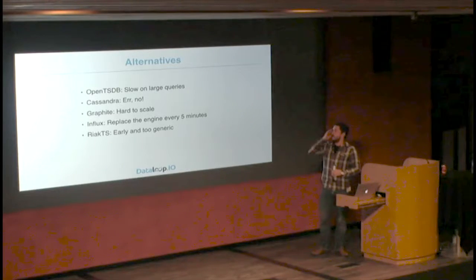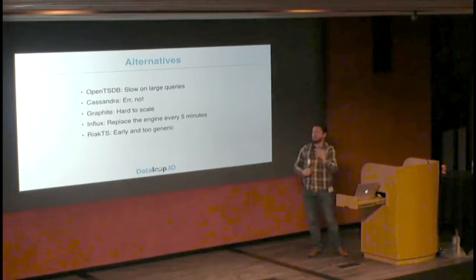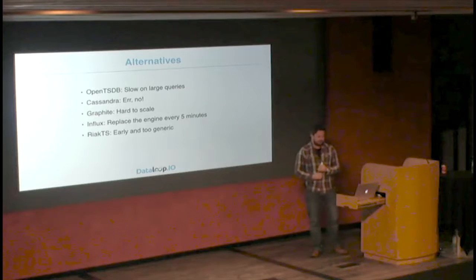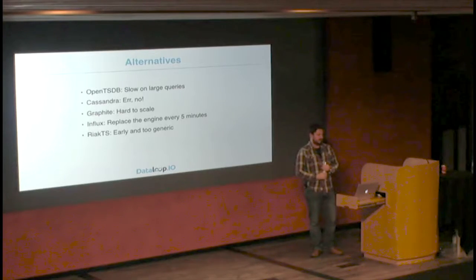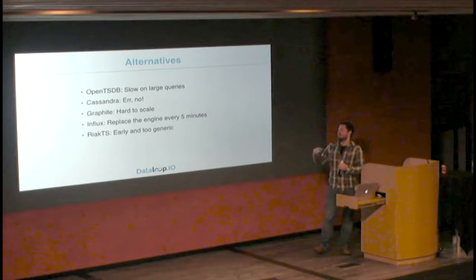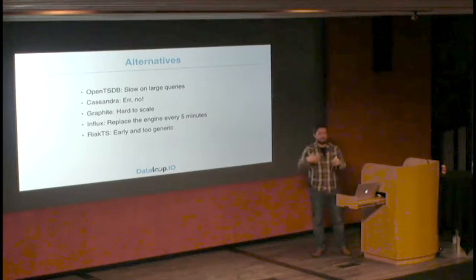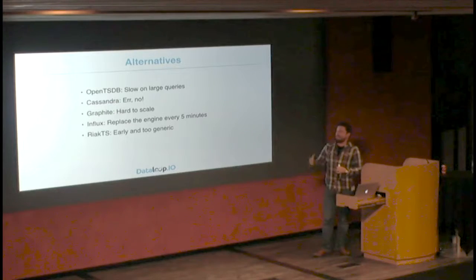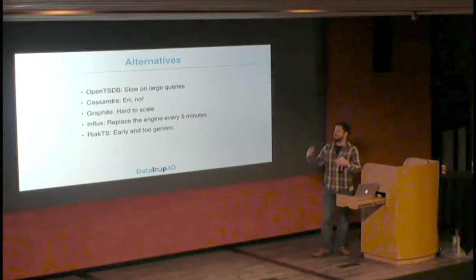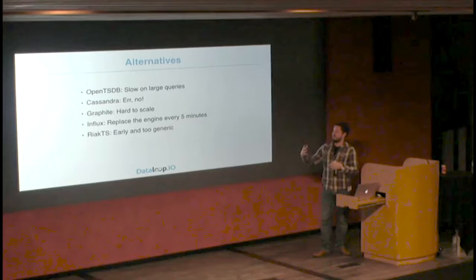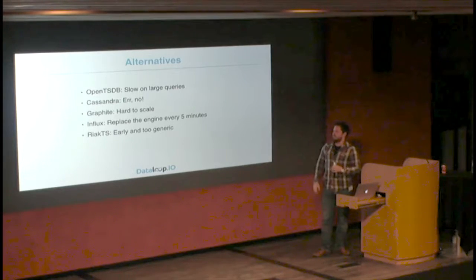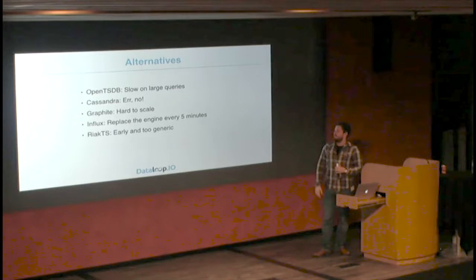So we looked at OpenTSDB, awesome tool based on HBase, but it was fairly slow for large range queries, and we felt that we could do better. Cassandra didn't really give us anything extra. We'd still need to build something on top of this kind of column store. Graphite, I'm sure people are familiar that it's hard to scale with resiliency to this level. You need to have relays all over the place and manually shard things.